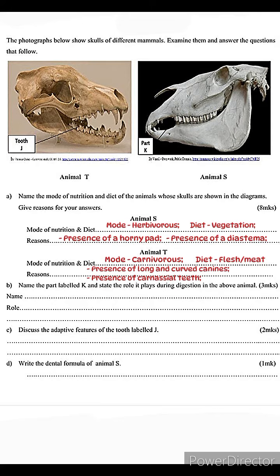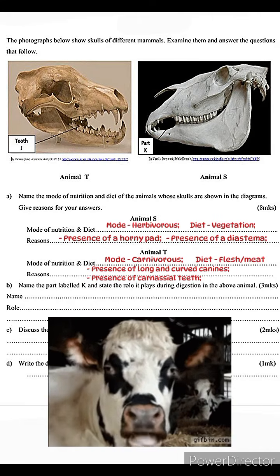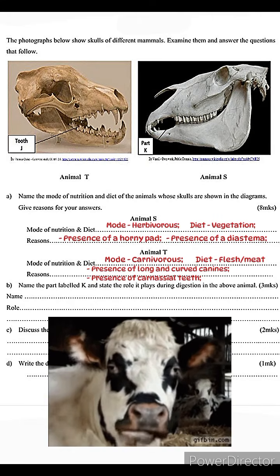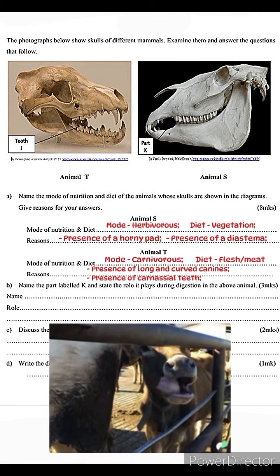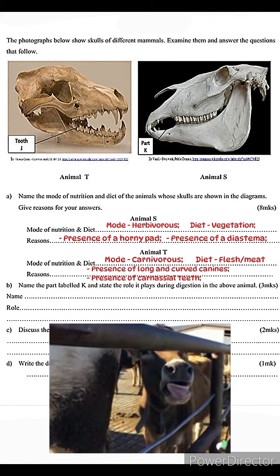Now, the name of part K is diastema. Now, a diastema is a gap that is present in the lower jaw. It separates the canines from the premolars. Now, diastema provides a space for manipulation of food by the tongue. What do we mean by this? When cows graze, they use their incisors, which are located in the front of their mouth, to cut off vegetation. They then use their tongues to push this vegetation into the diastema, which is the gap.